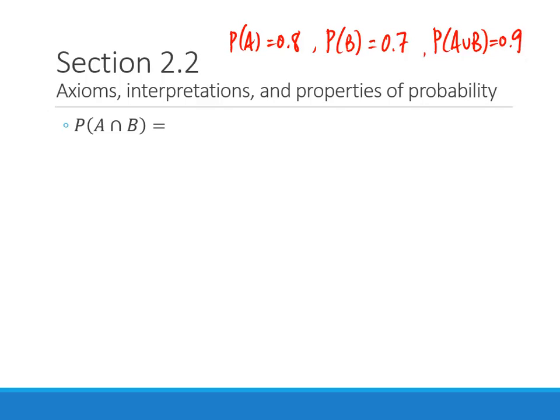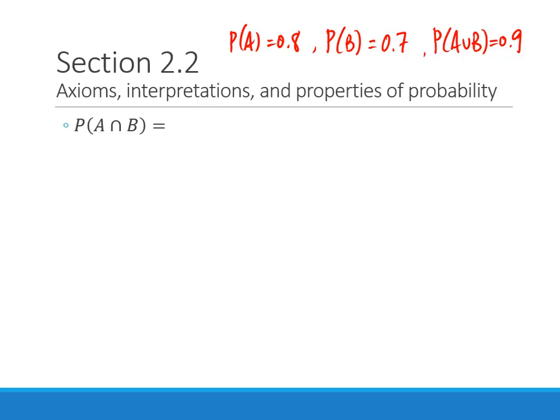Okay, so now if I want the probability of A intersect B, anybody have an idea on how I might, using just that information that I have? Yes, sir. You do the A union B equals the probability of A plus the probability of B minus the probability of A intersect B. Very nice.